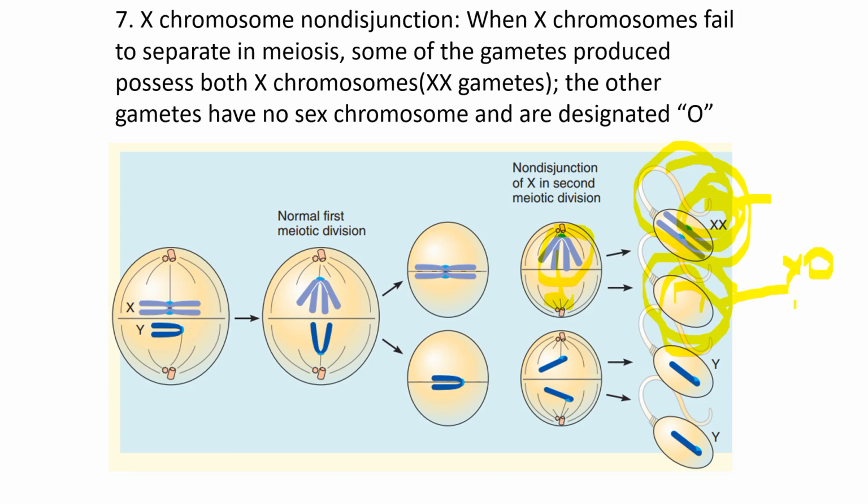If it is fertilized with a Y, there is no such thing as OY. It is non-viable. The individual won't happen, takkan hidup lama. Or I can say that the formation of the zygote will fail. Alright.